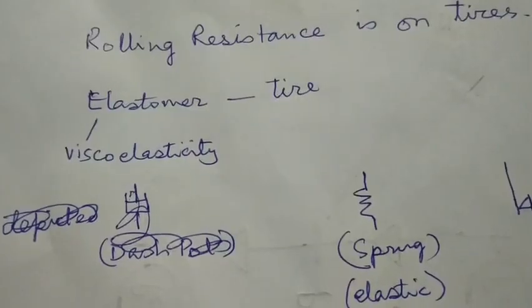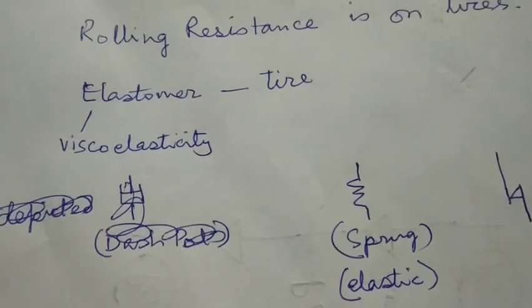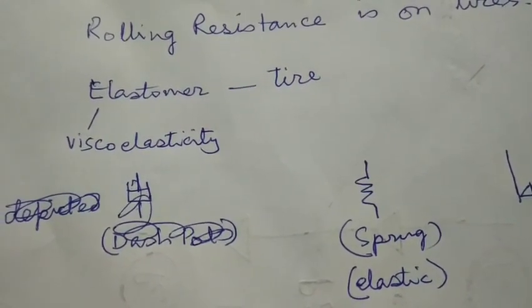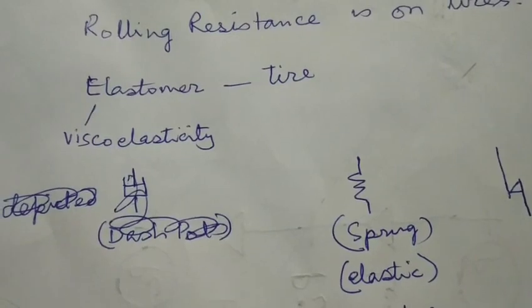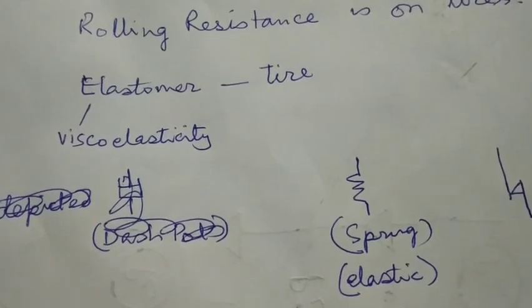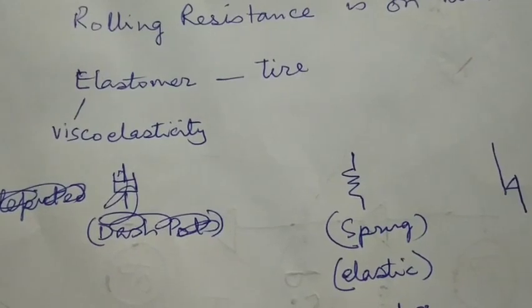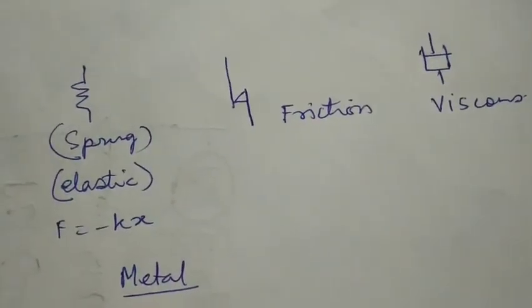Okay, so when we have rolling resistance, then we have to slightly understand how rolling resistance is related with the tire. Rolling is related with the tire surface and the road. So tire plays a very important role, and tires generally are made up of rubber, and rubbers are nothing but elastomers. Now we have materials which can have different types of property.